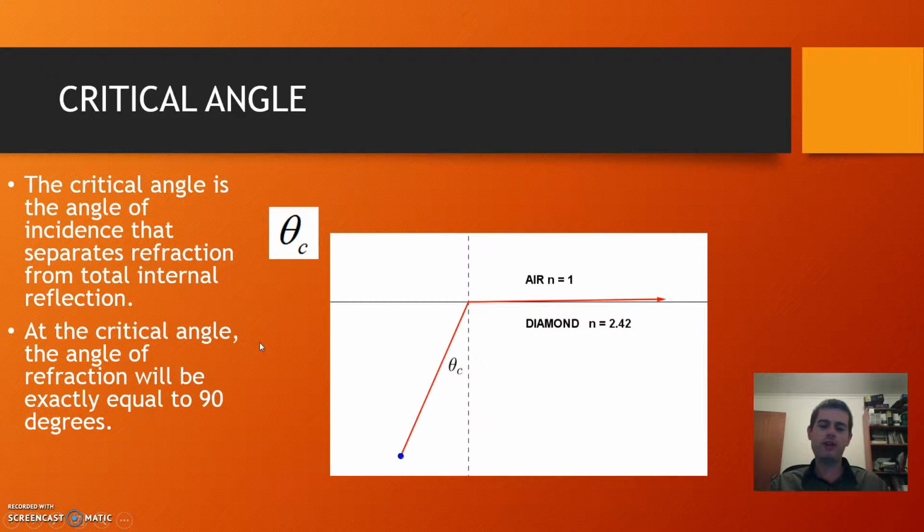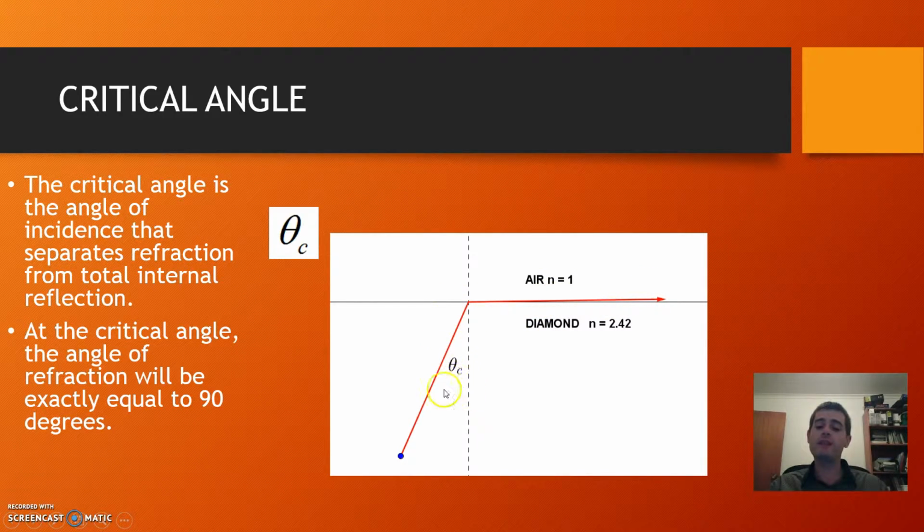Now at the critical angle, the angle of refraction will always be exactly equal to 90 degrees. So in this diagram here, I've got as close as possible to the critical angle. You can see here, theta c, that's the critical angle of incidence. And when you're at the angle of incidence theta c, the refracted ray will come out at 90 degrees to the normal and will skim along the surface of that material.